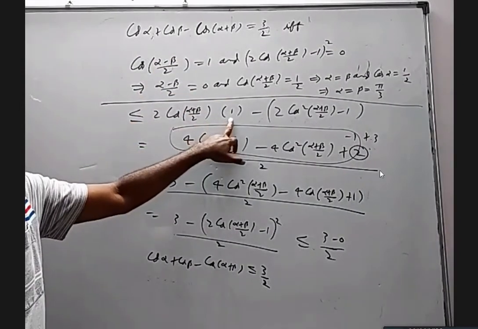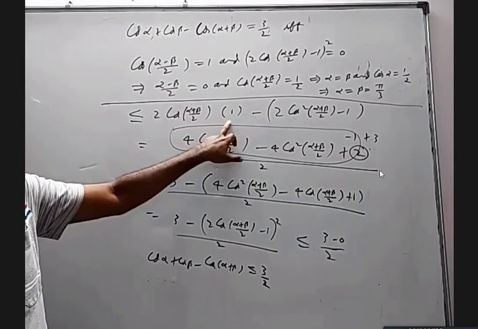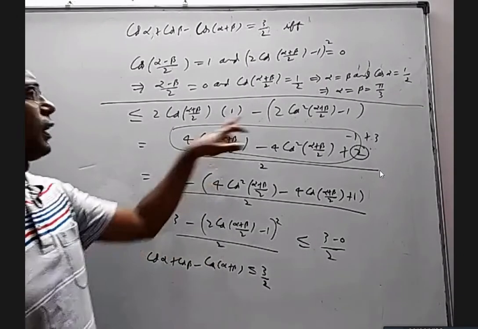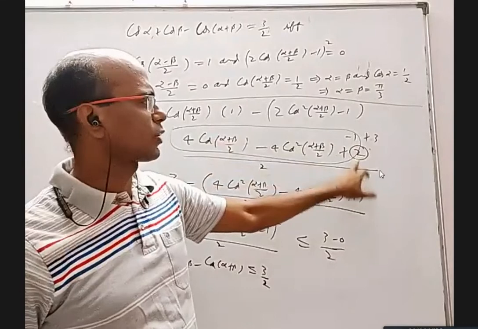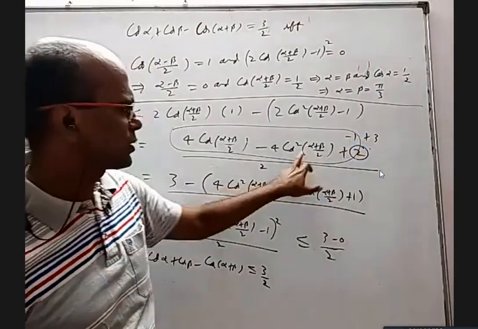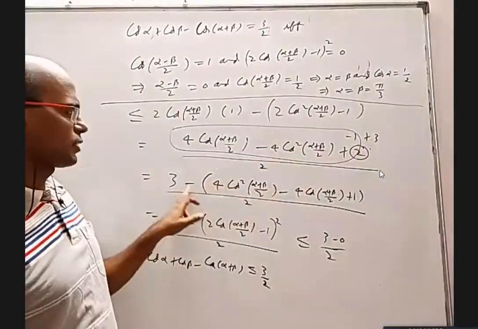I removed cos alpha minus beta by 2 and substituted 1. Till there, understood. Then I multiplied and divided with 2. Then this 2 I wrote minus 1 plus 3. From this, I took minus common. That is this step from here to here.